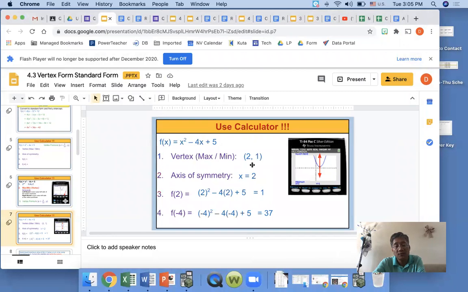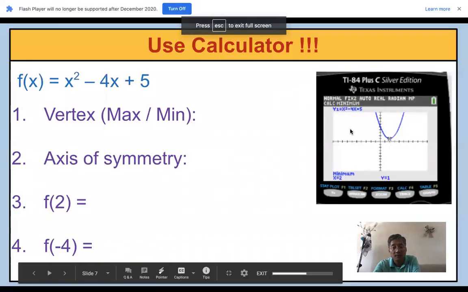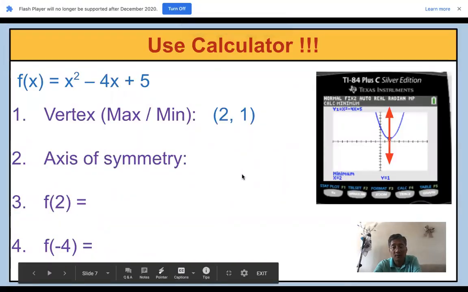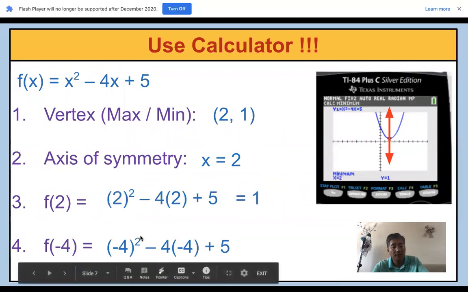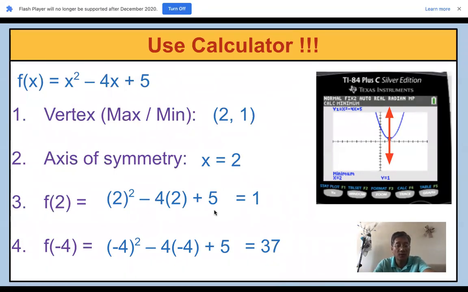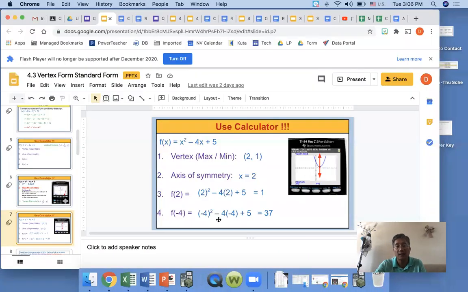If you know the vertex, you write it down here, and the axis of symmetry always starts with x equals the x value of the vertex, because it's a vertical line here. All right? So vertical line. And then you write down x equals 2. And then f of 2. I showed you how to get the f of 2, right? But now f of -4, I already explained. You need to show this work.